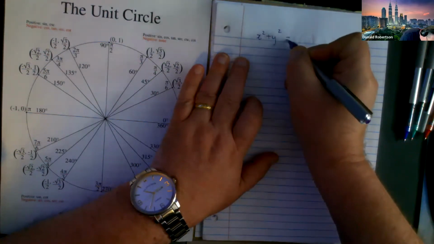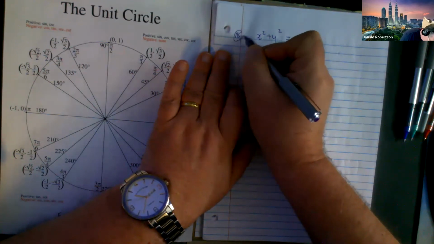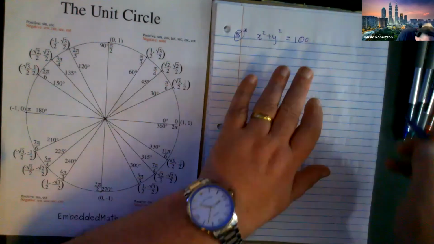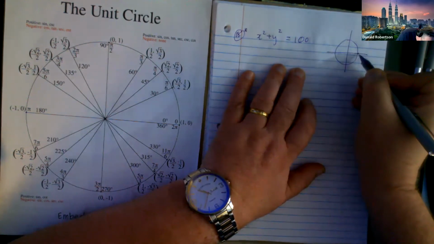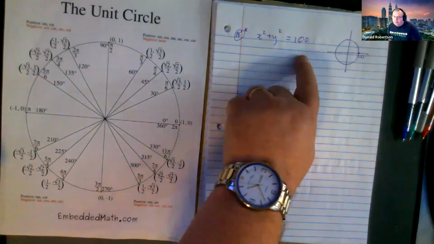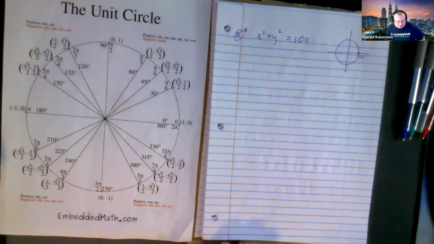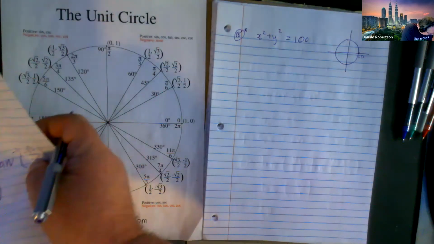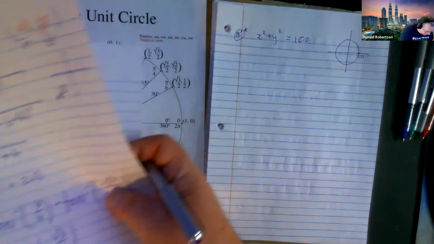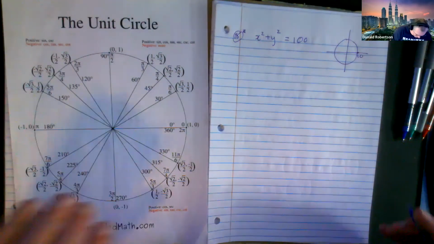X squared plus y squared equals 100. Now, if you wanted to sketch that, wouldn't it basically be a circle of radius 10? Are you all comfortable that you recognize the equation of a circle? Right? But what would that look like in polar? Well, what you've got to do is to turn everything into r's and theta's.